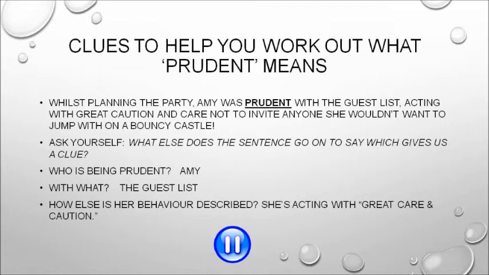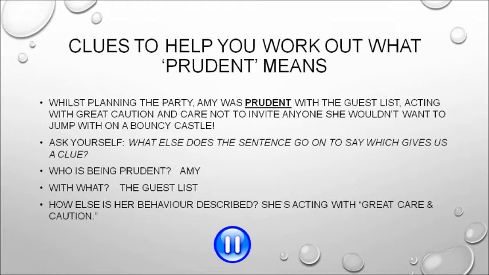So ask, what else does that sentence go on to say that gives us a wee clue about what prudent means? So who is in the passage? Who is it talking about? Amy. So Amy's being prudent. And what is she being prudent with? The guest list. How else is her behaviour being described? Well, it says that she's acting with great care and caution.